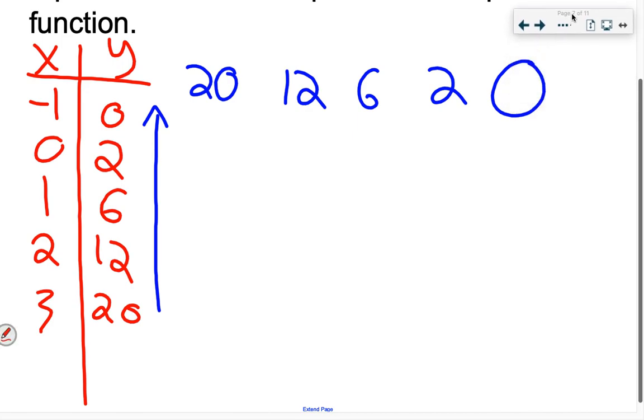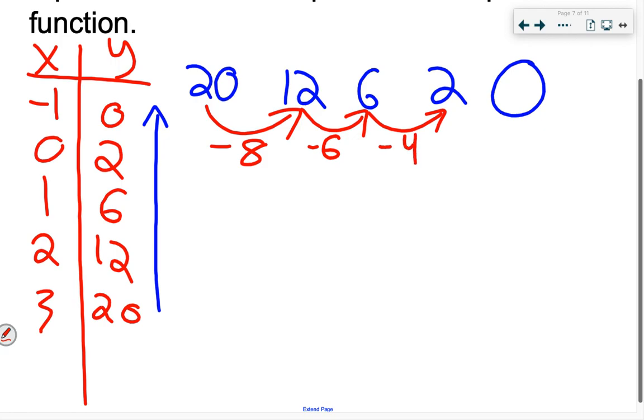So first difference. What do you add or subtract from 20 to get to 12? Well, hopefully that's obvious. You subtract 8. From 12 to 6, well, it gets smaller, so you have to subtract. So you subtract 6 again. From 6 to 2, you have to subtract 4. And from 2 to 0, you subtract 2. So that right there is our first difference. Is our first difference the same? No, it's definitely not. So it's not linear, okay? So then we have to go on to the second difference.